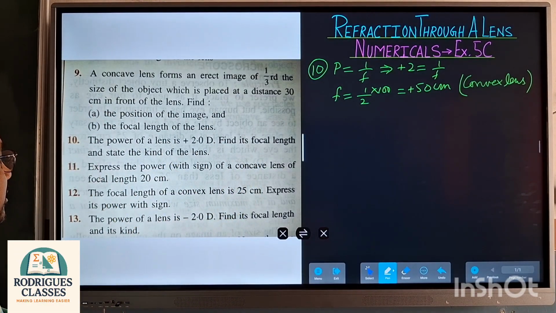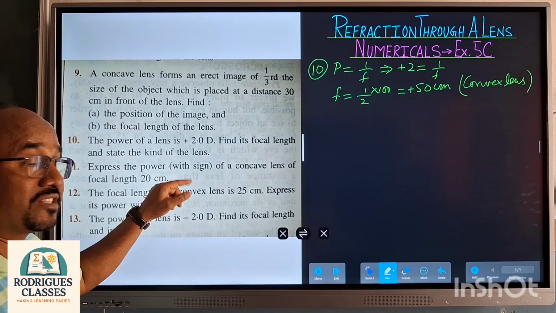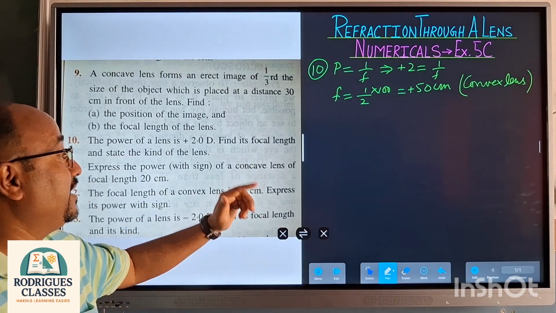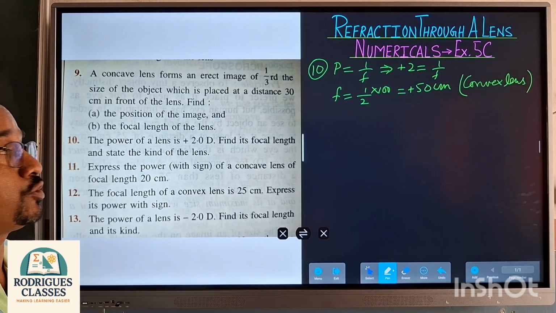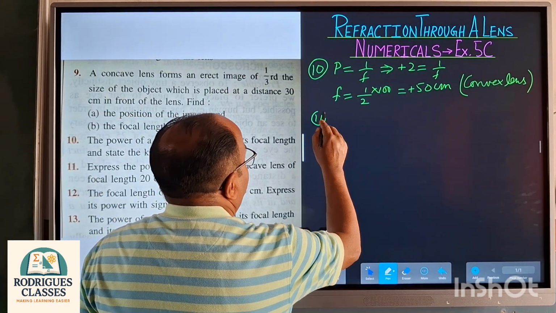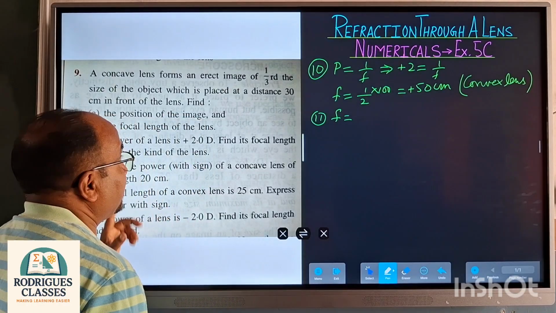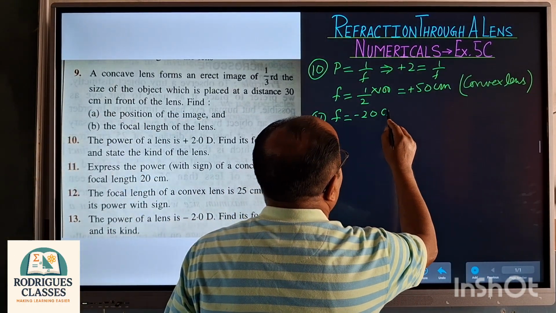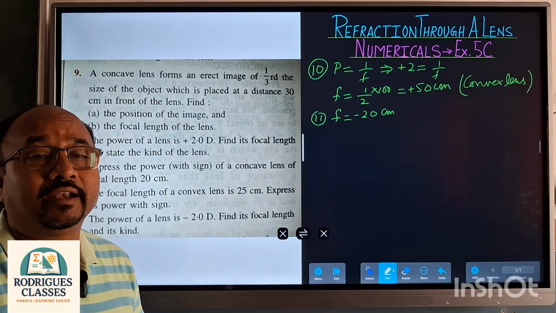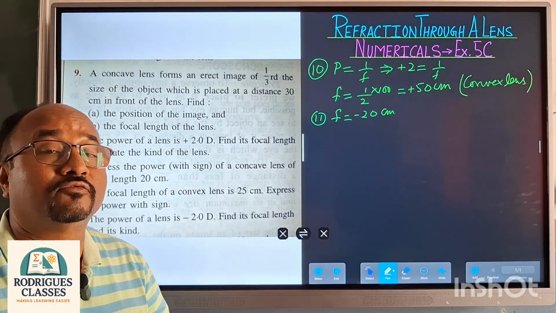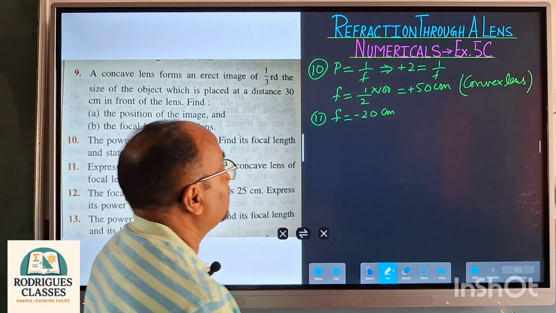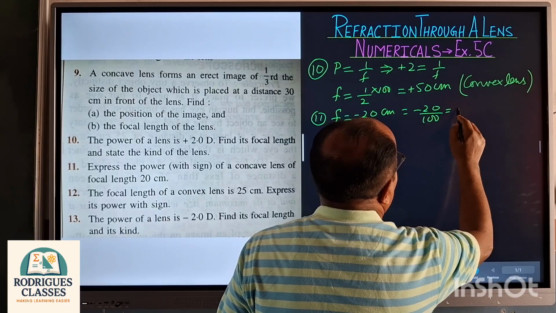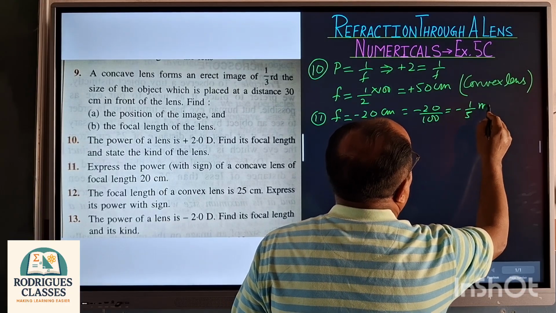Now coming to question number 11, express the power with sign of a concave lens. Remember, concave lens focal length will be negative, of focal length minus 20 centimeter. So focal length is 20 centimeter, which I will be writing as minus 20 centimeter. We have to find here the power. So the focal length should be brought in meter. So I will write here minus 20 by 100, which will give me minus 1 by 5 meter.